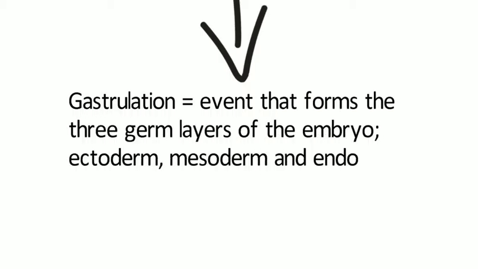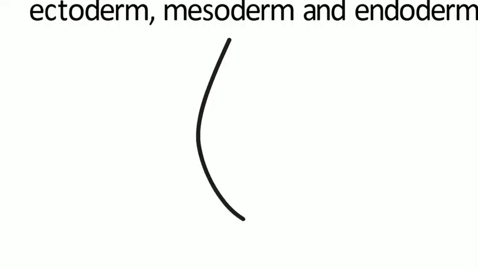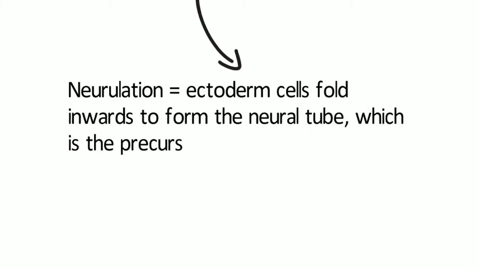Gastrulation is the event during which 3 germ layers of the embryo are formed: the ectoderm, mesoderm, and endoderm. This formation of the layers happens by movement of the epiblast cells, creating 3 distinct layers. Following this, primary neurulation occurs. This is the phenomenon by which ectoderm cells fold inwards to form the neural tube, which is the precursor of the central nervous system.